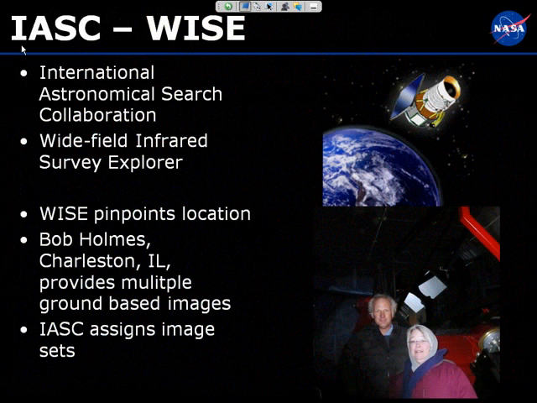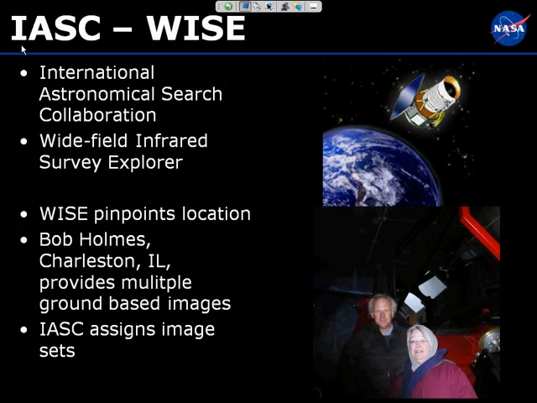We did the IASC WISE search, where WISE would pinpoint some asteroids in space, and then Bob Holmes down in Charleston would take images of them, and then I had students who would find the coordinates of those asteroids and report those back to Patrick, and Patrick would pass it on to the Minor Planet Center. And so that was one of the things there, me in the freezing cold with Bob by his new 30-inch.